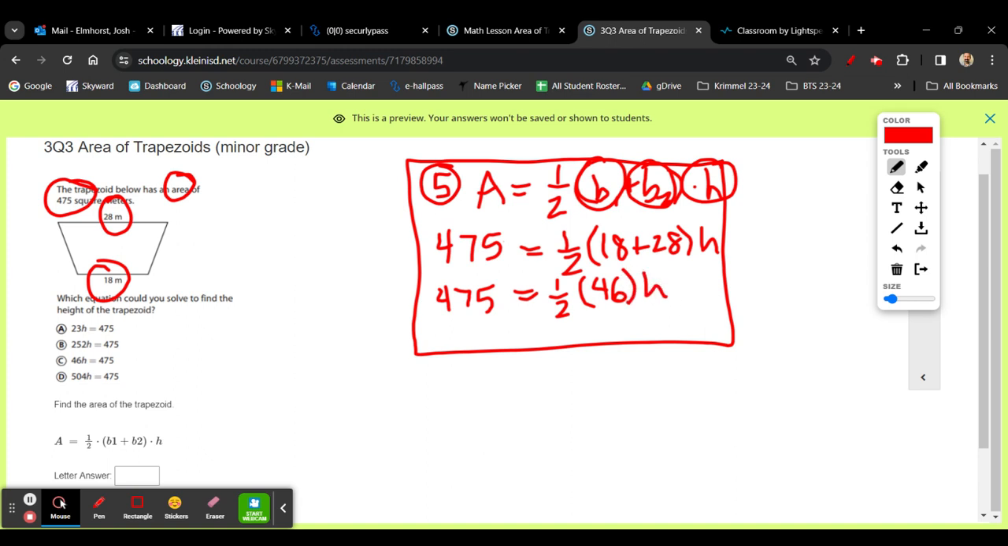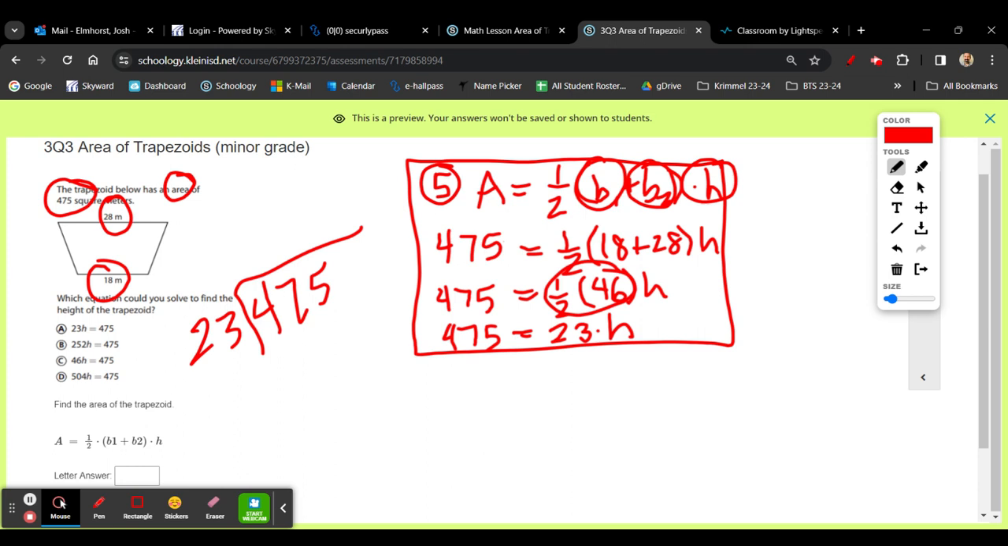And looking at your answers, looks like we need to go one more step. We take 1/2 of base 1 plus base 2, and then we get 23. If we knew the height, we would multiply 23 times h, and that would give us 475. But because we don't know the h and we know the area, we can use this equation to solve. This is one step further. It's not asking you to solve, but if you were solving, you would just divide the area divided by the base, and that would equal the height.